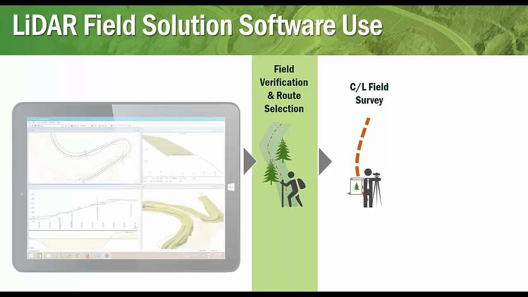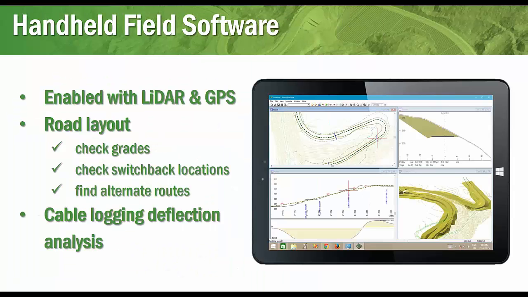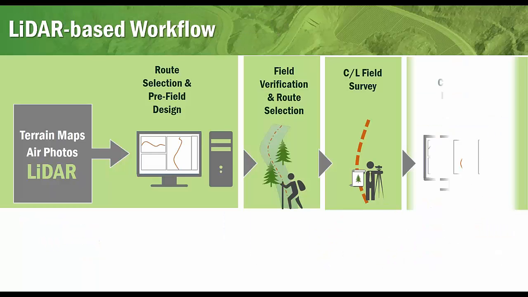RoadEng version 8 is actually going to have a GPS interface, which will make this step even better with your LiDAR data. It'll allow users to take their LiDAR data into the field, check grades, switch back locations, find alternate routes, as well as do cable logging deflection analysis in the field. That's a bit of an aside. Obviously, this webinar is talking about Softree Optimal used within RoadEng, so this ability to use your LiDAR data in the field with the newest version of RoadEng coming out, RoadEng version 8, will make Softree Optimal even more useful.